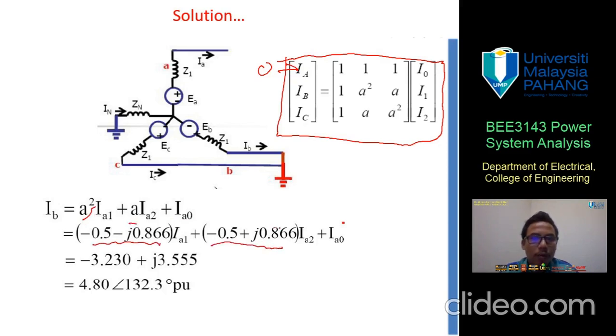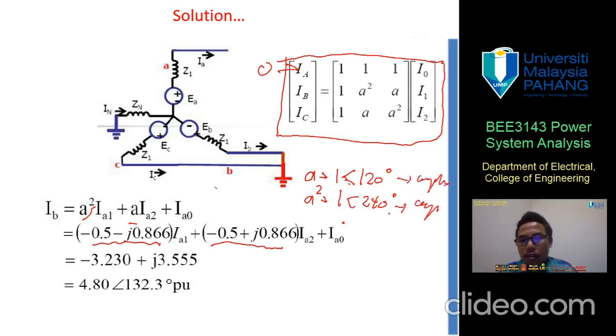Oh my god, what is this? I don't know this. We have not learned before. Actually, we have learned. If you still remember, A equals 1 with an angle of 120 degrees, and A2 equals 1 with an angle of 240 degrees. So you just change it into the complex form, then you get the value. Use your calculator and change it, and you get this kind of thing. So A2 equals minus 0.5 minus j0.866, or you can refer to the other side of the book.